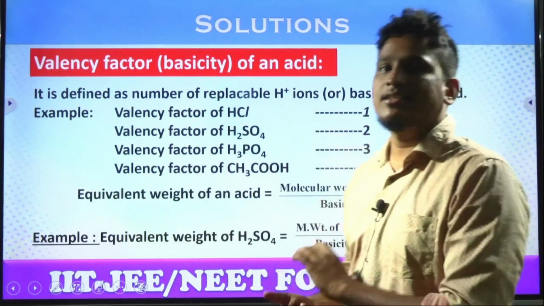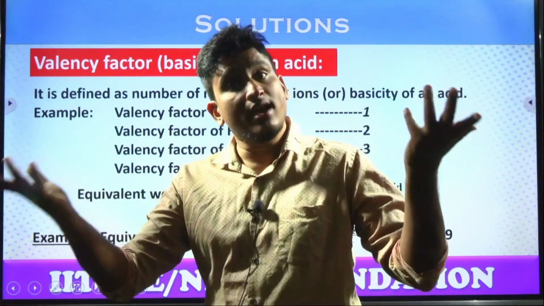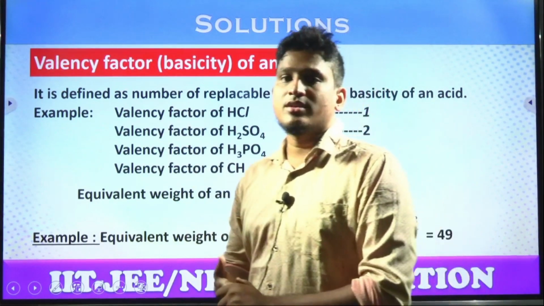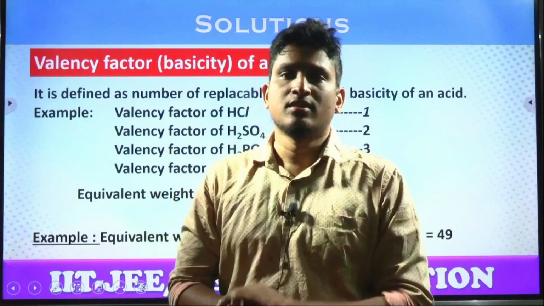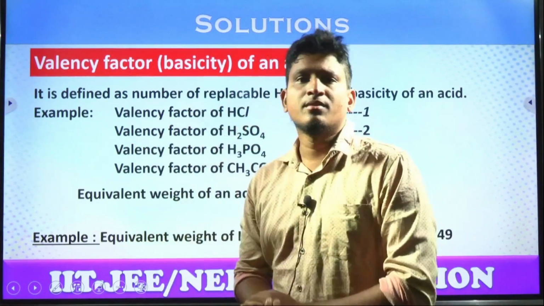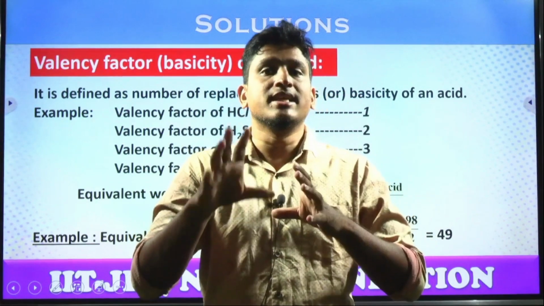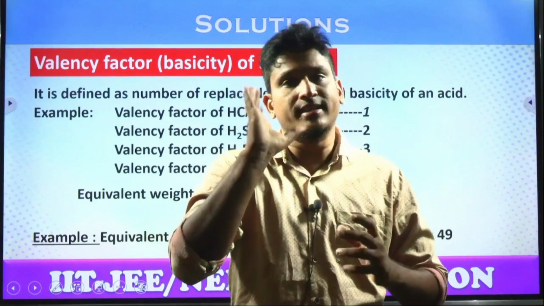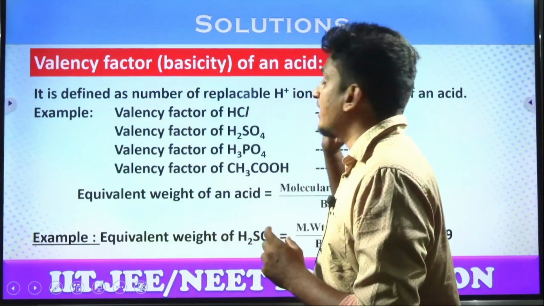Now we have some discussion about this valency factor coming. So what is this valency factor? What does it depend upon? So how to calculate for the compounds which don't have hydrogens? Based on the valency factor, mainly students, we can find this valency factor based on acids, bases and salts. So for acids, the number of H plus ions released by an acid is the valency factor. That property is called basicity. What is basicity? The number of H plus ions it releases.